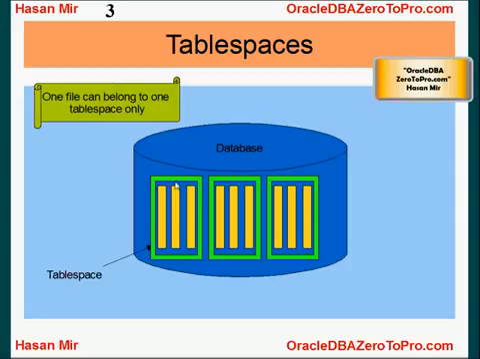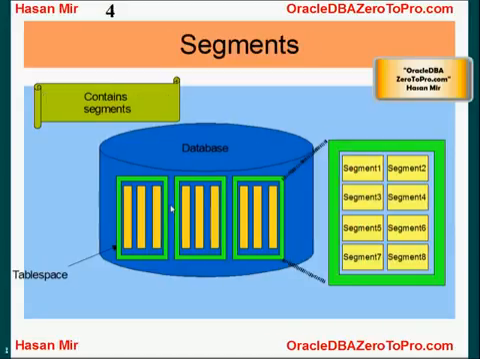Just remember that one data file can only belong to one table space. So there's a one-to-many relationship between table spaces and data files. One data file can only belong to one table space. However, one table space can contain one or more data files. That was about the physical structure: a table space has data files.